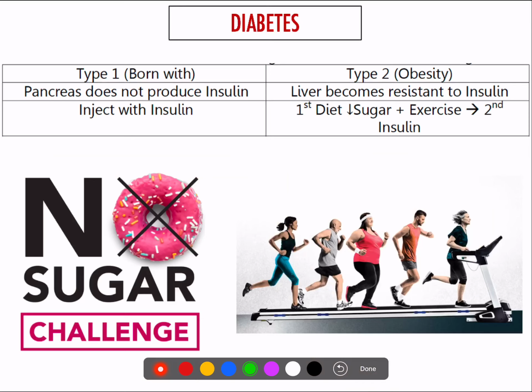Okay, type 2 diabetes is environmental. So you're born with a normal pancreas. However, because you've been having a very unhealthy diet for maybe 10, 20, 30 years, now your liver has become resistant to insulin. So how do we treat these people? First, we tell them to diet. So reduce your sugar levels, and also to exercise. Because exercise, remember, involves respiration, which involves using glucose. If that doesn't work, then we can give them insulin injections.